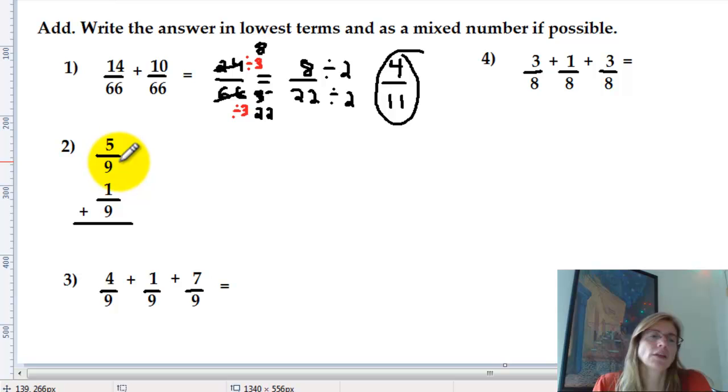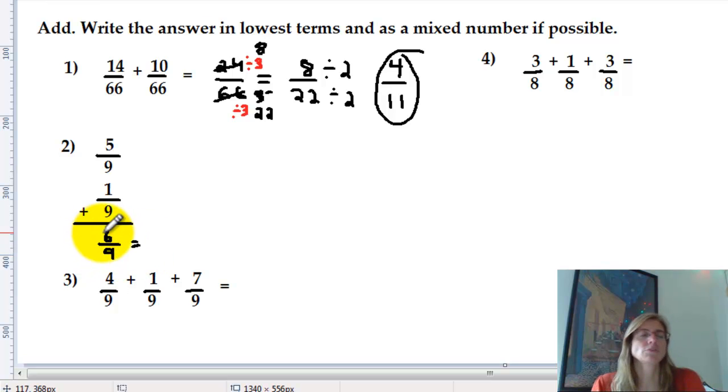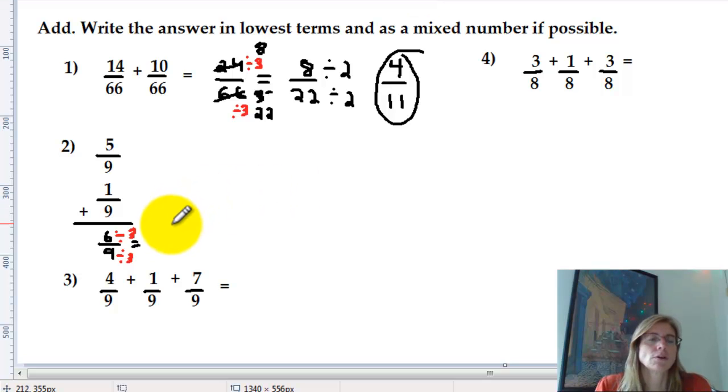Now when we add vertically like this, when you have the same denominators, it's the same procedure. You simply add the numerators. So 5 plus 1 is 6. You do not add the denominators, you just have a common denominator, and then it says we have to put it in lowest terms. So in this situation we can divide each of these numbers by 3 to reduce our fraction. So we have 6 divided by 3 is 2, 9 divided by 3 is 3, and our answer becomes 2/3.